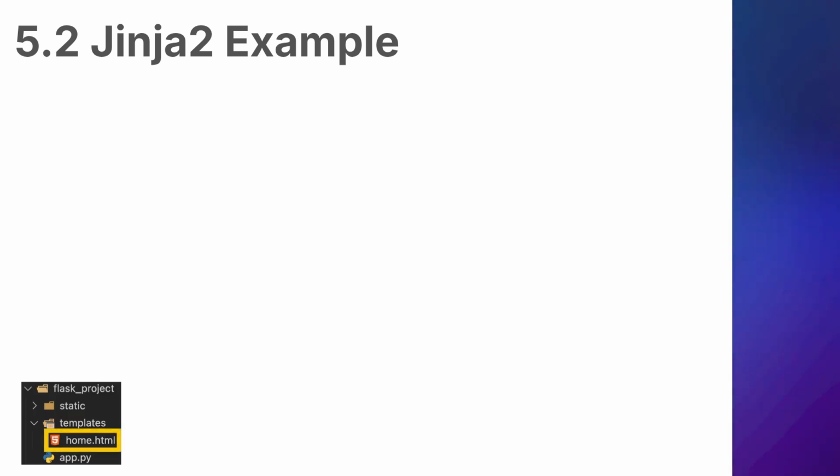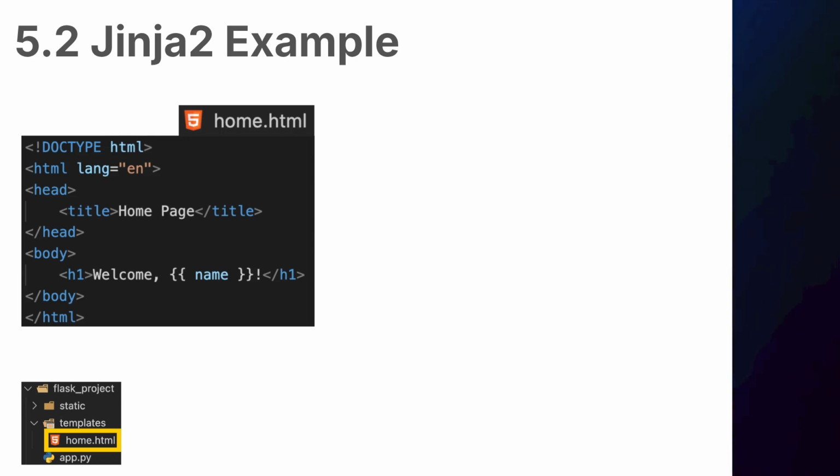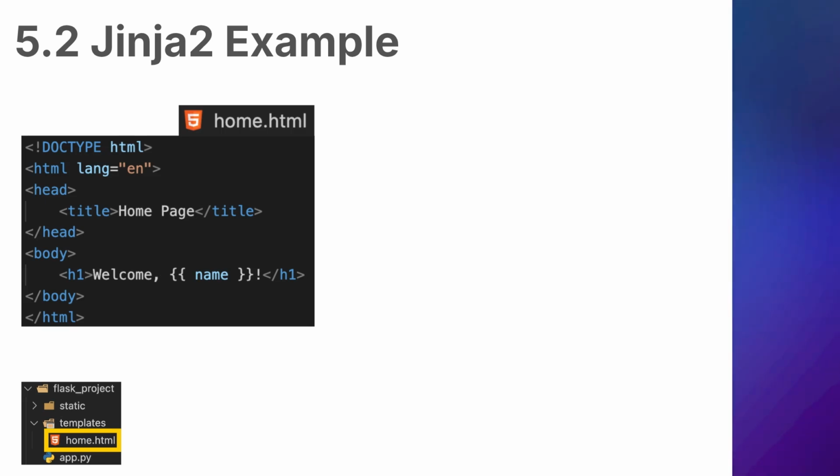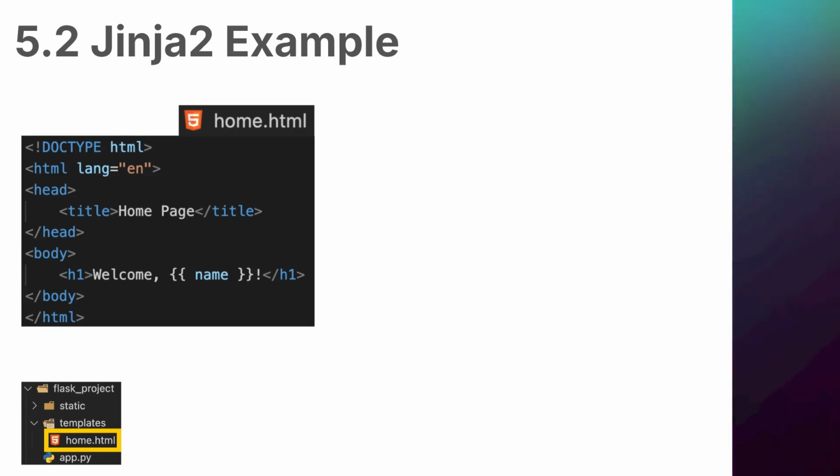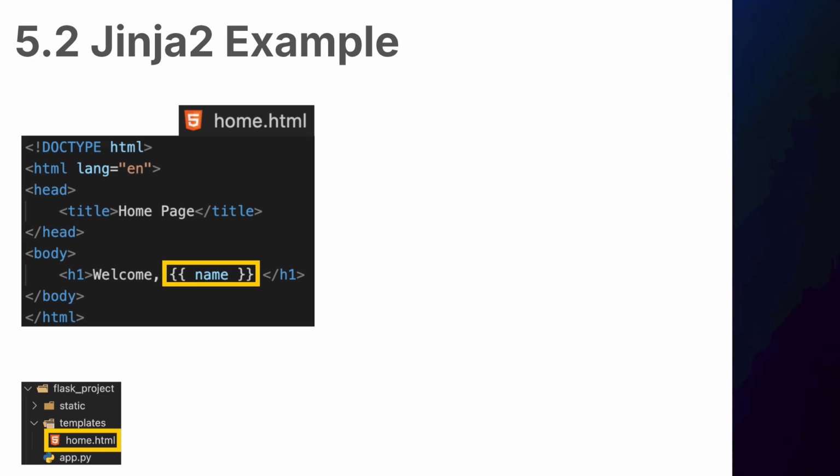First, create a home.html file inside the templates folder. Then write this code. This is the basic HTML code. The only difference is the variable called name with double curly braces. Flask will replace it with a real value.